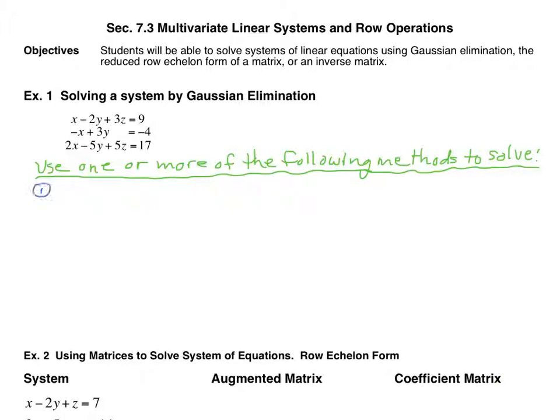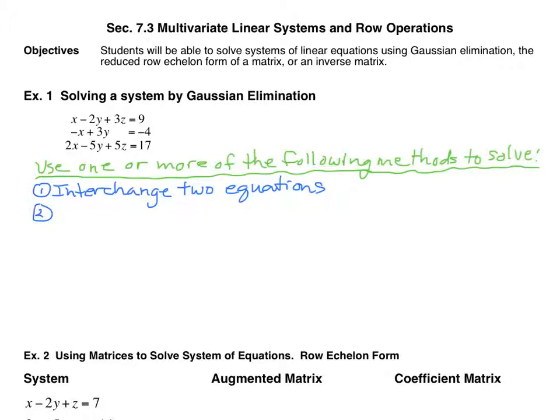So one tool would be to interchange two equations. In other words, if you don't like the order of these equations in the system, you can put them in whatever order you want to. And I'm going to show you what the goal is in a minute, and then we'll talk about different things that we can do to get to that goal.